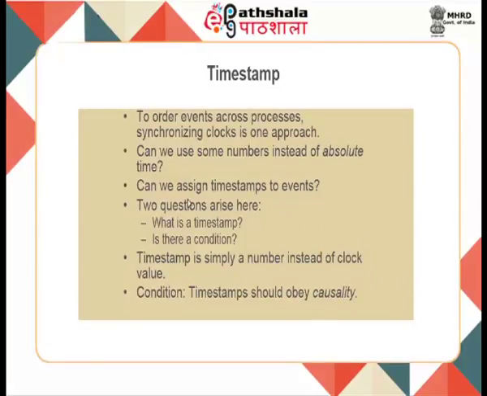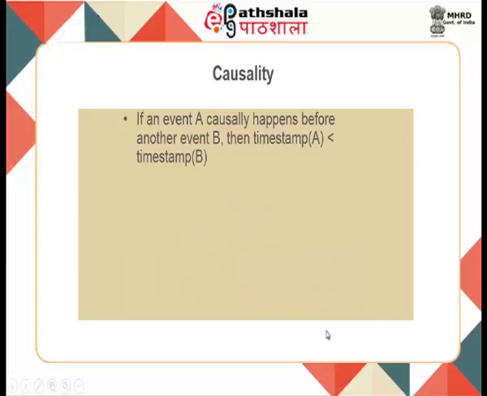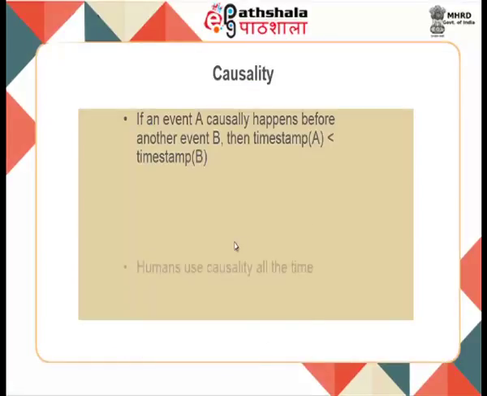Now, the condition that we need this timestamp to obey is the condition of causality. So, let us look at what causality is. Causality is: if some event A is before another event B, then the timestamp of A should be less than the timestamp of B. As long as this is followed, we are happy with the timestamp.